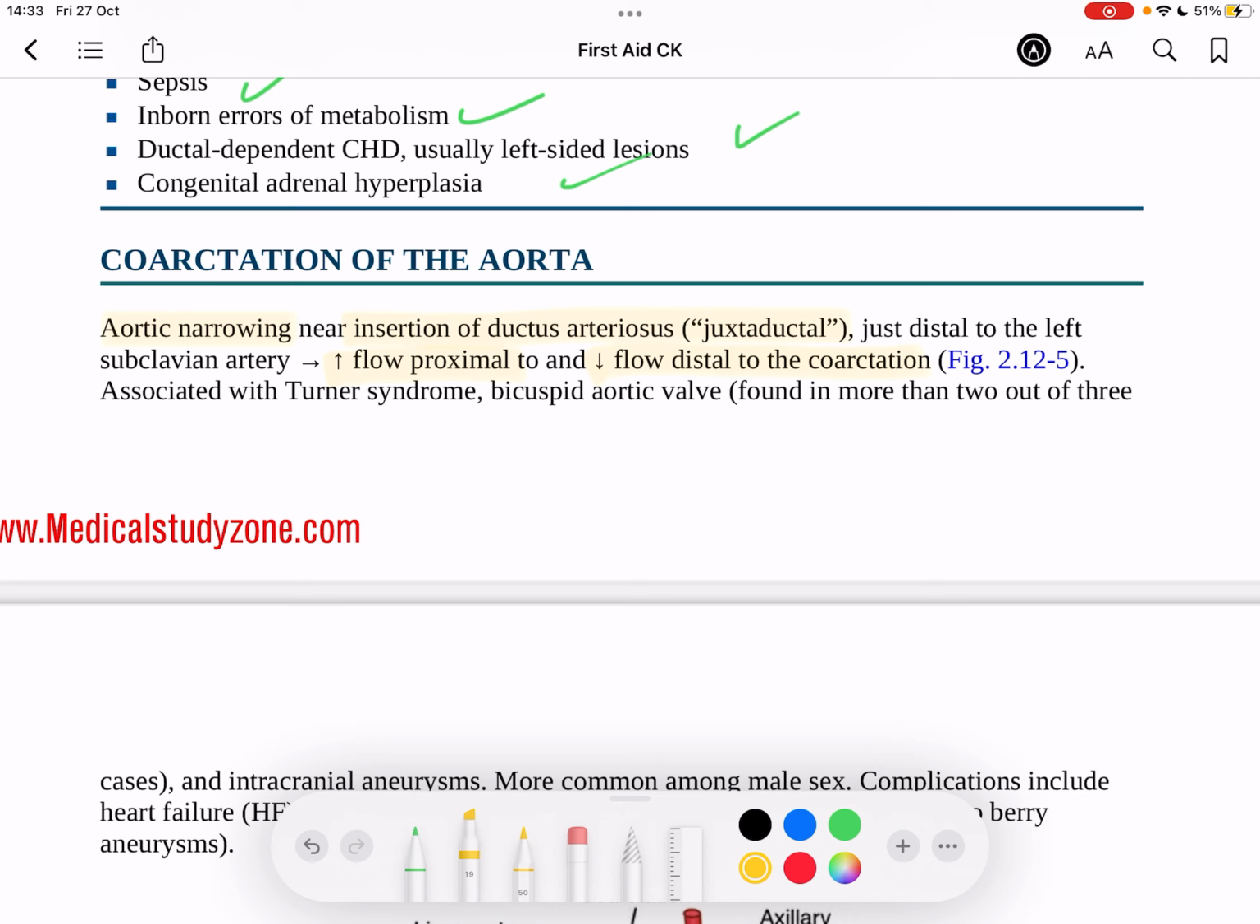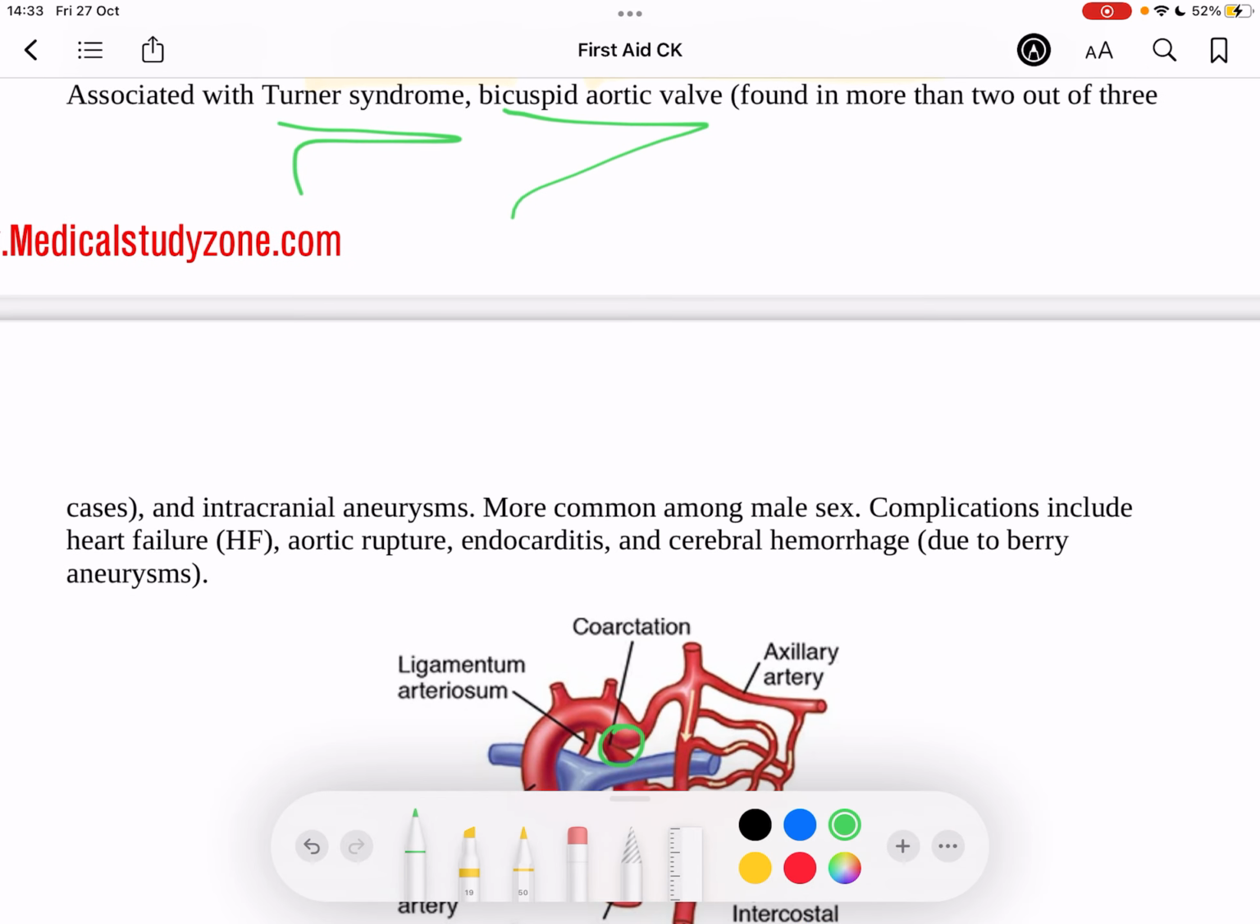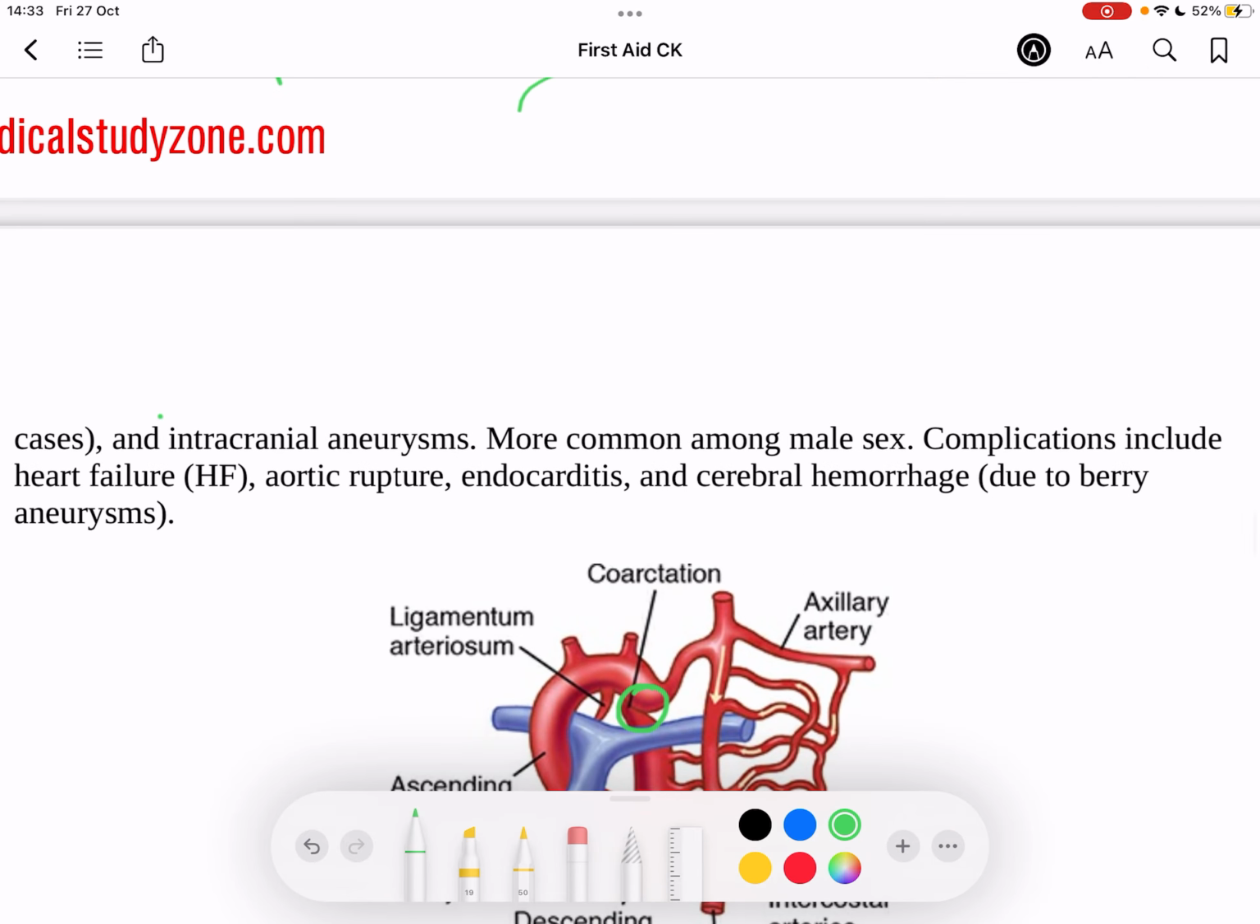Before the coarctation, increased blood flow. After the coarctation, decreased blood flow. We've already discussed 100 times, it's associated with Turner syndrome, bicuspid aortic valves, and it's found in more than 2 out of 3 cases, whatever. And a very high yield association is that it's associated with intracranial aneurysms, specifically berry aneurysms, okay? So these patients are at risk of getting strokes when they're older.